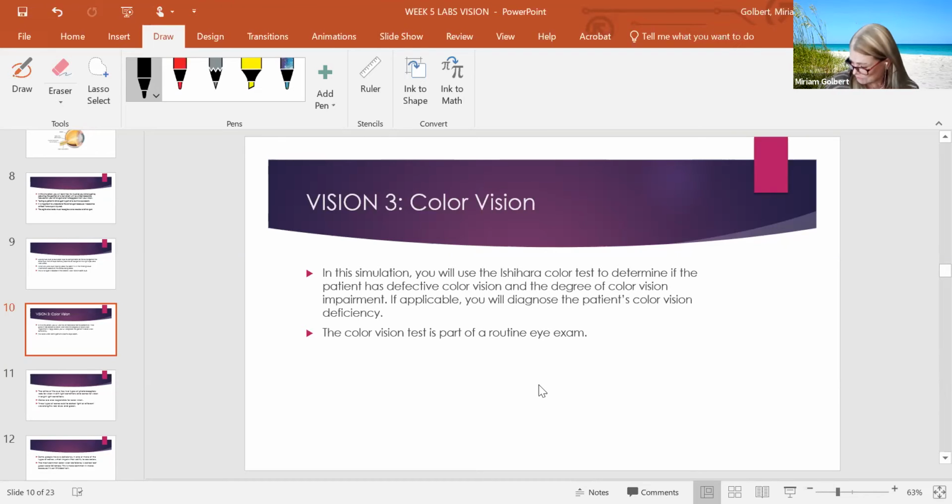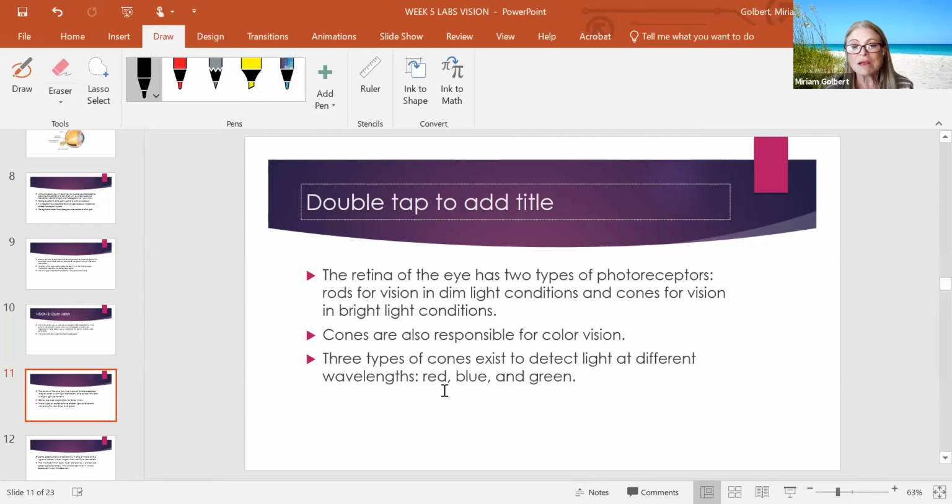The rods are the ones determining the whites and the blacks and any gray in between, and of course they are more active during dim light. And cones are the ones that detect color. We have three types of cones, red, blue, and green, so they can detect that colored light wavelength. Combined with the black and white of the rods, we can make up all the colors in the spectrum, right?